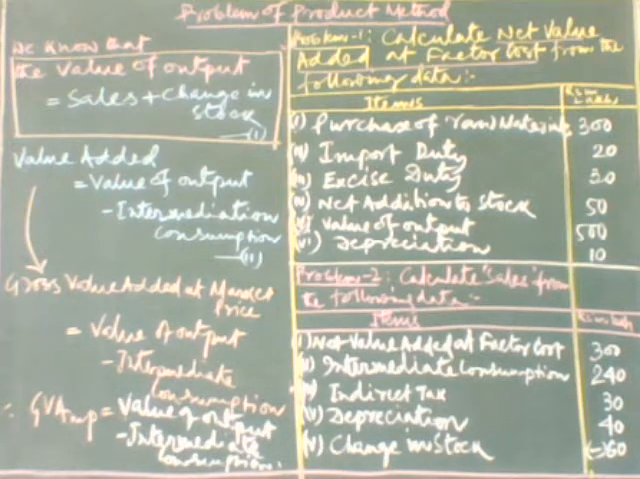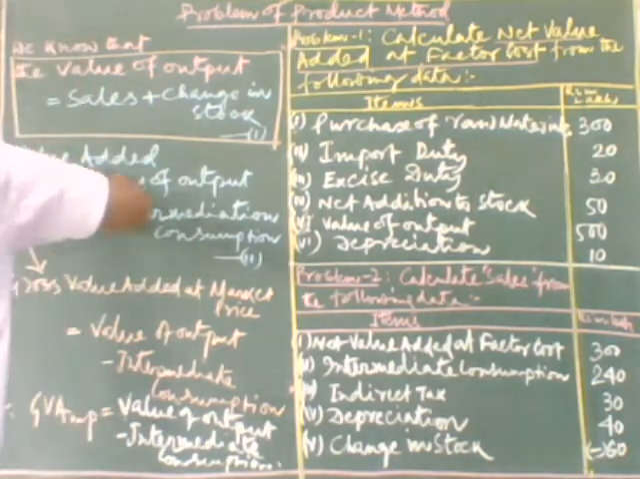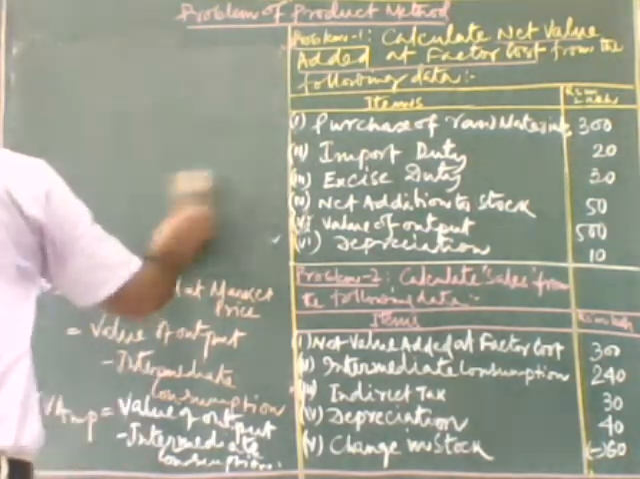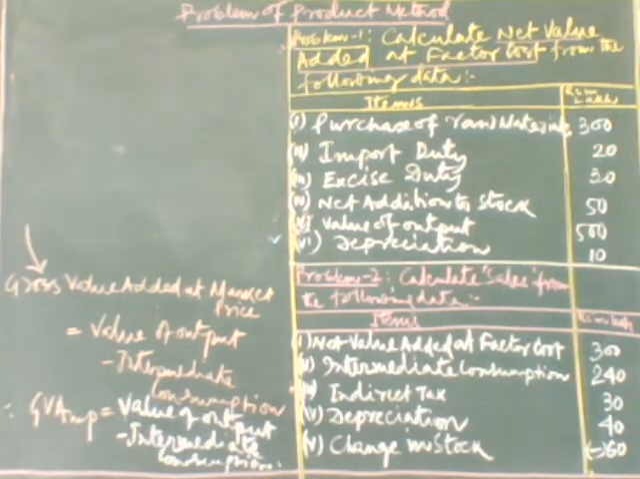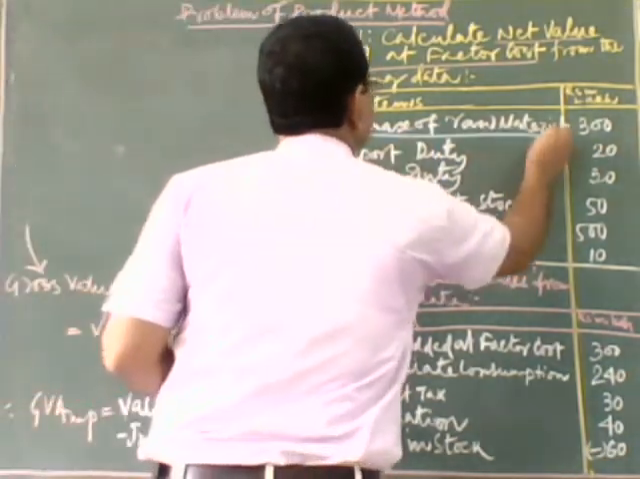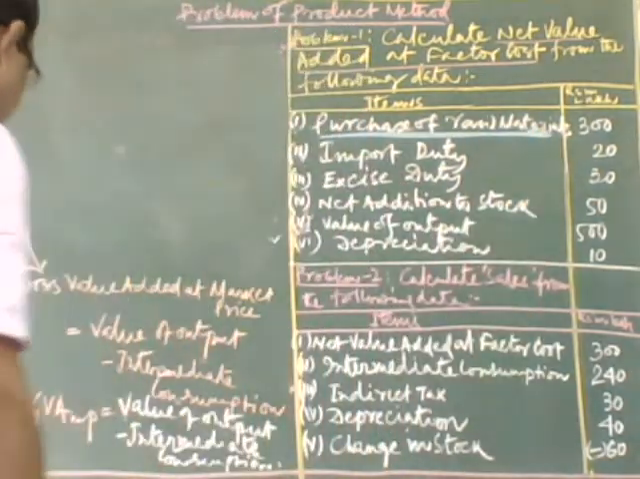Now here, the purchase of raw materials is an expenditure incurred as intermediate cost, or intermediate consumption. This one is intermediate consumption.